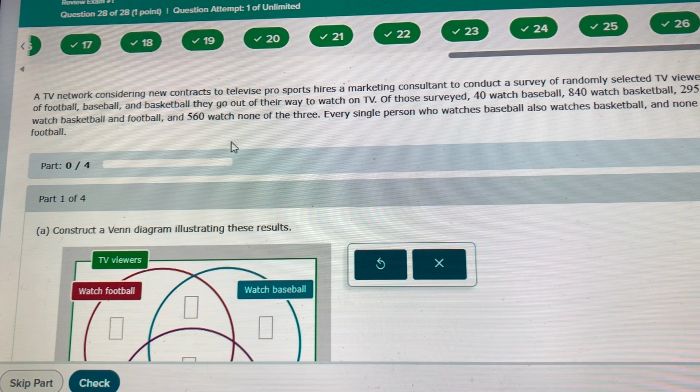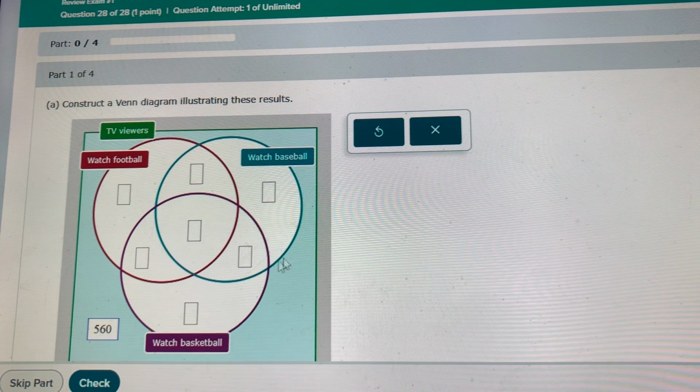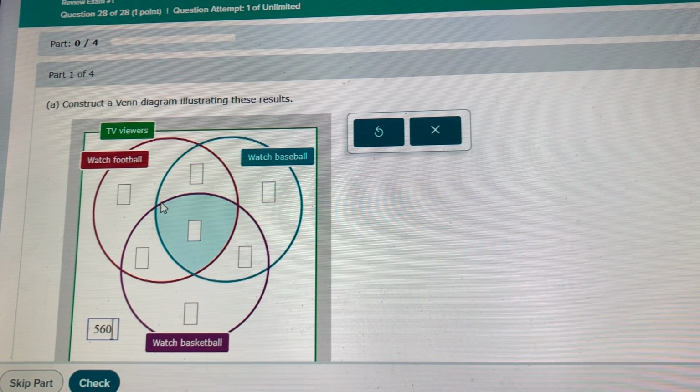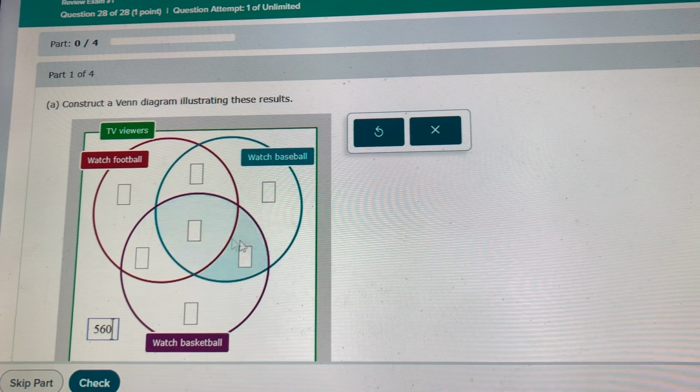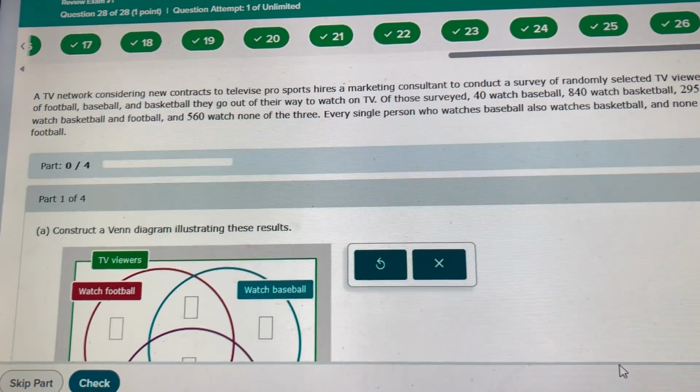I don't see the one where there's all three. Okay. Every single person who watches baseball also watches basketball. None of those people watch football. So the baseball and basketball, which is right here, this football wedge, it says none of them watch football, so that eliminates this middle part. So that'll just be whatever this is, but they didn't even have a number for that.